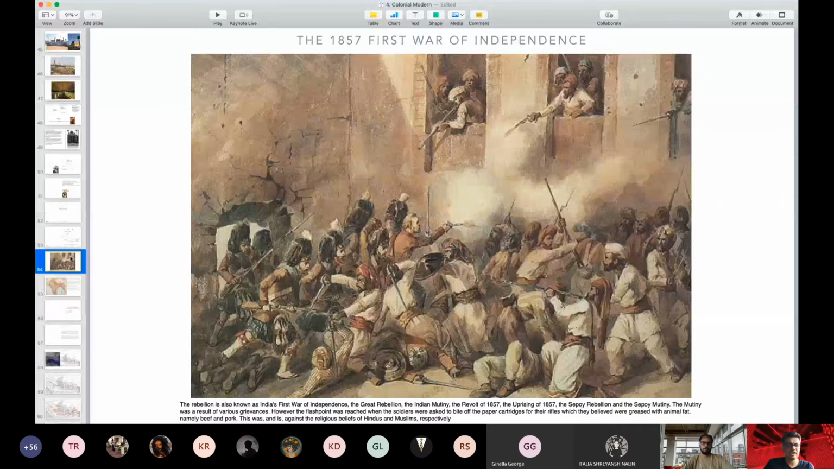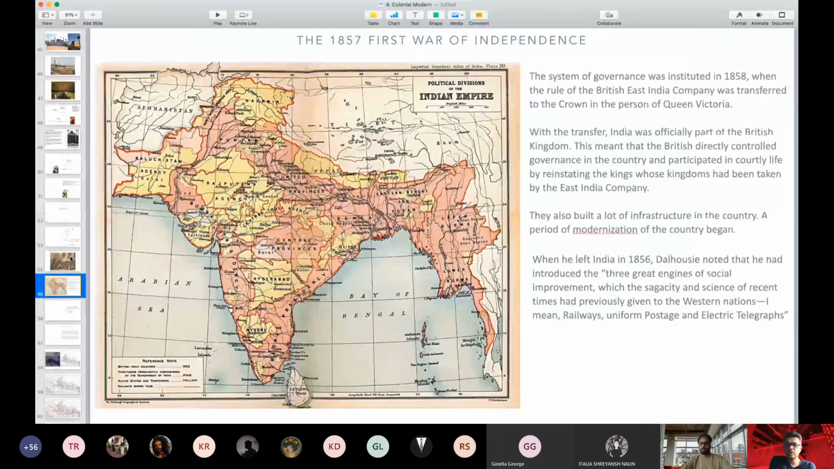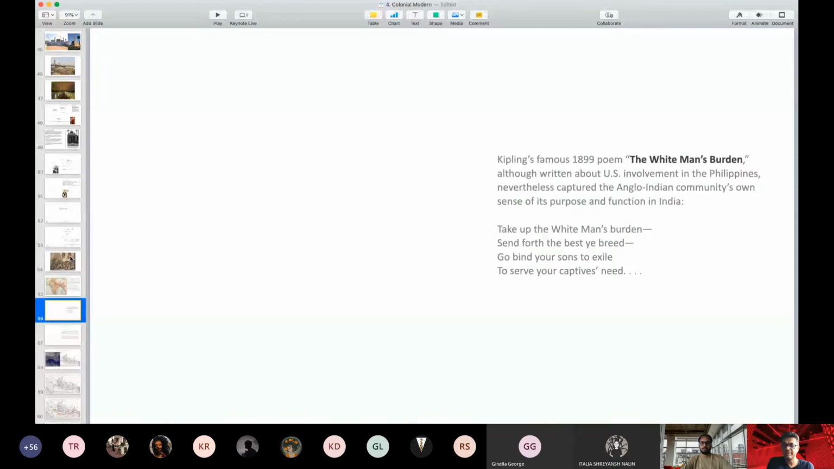So I'm going to skip these two slides, and I'm going to talk about something that was written by Kipling within this period. And it's an interesting thing to read. It's in a poem called "The White Man's Burden," where he was talking about the Philippines, really, but you can talk about it in India as well.